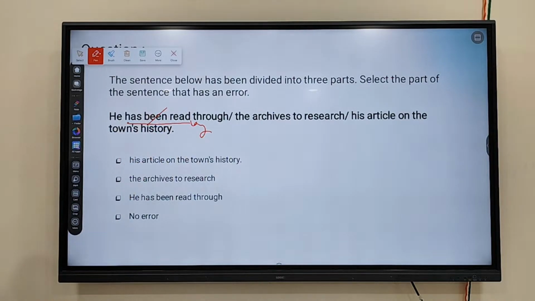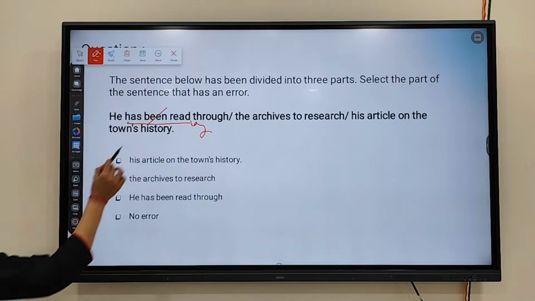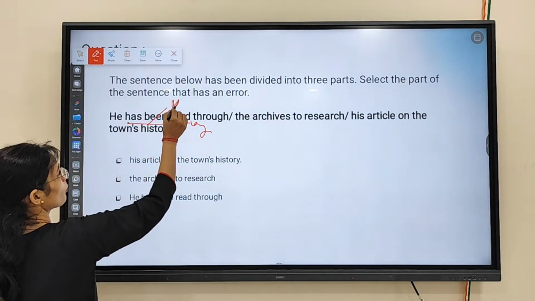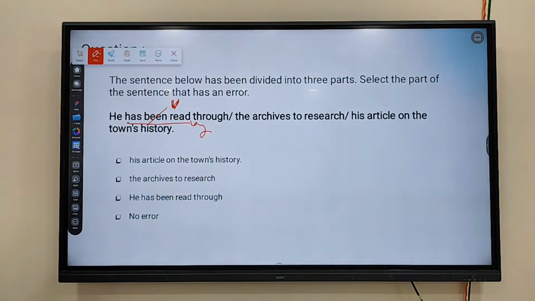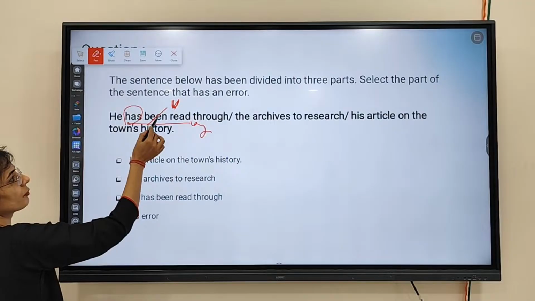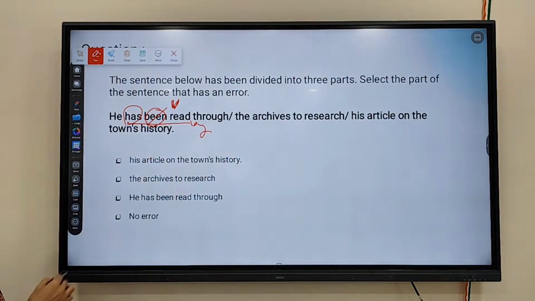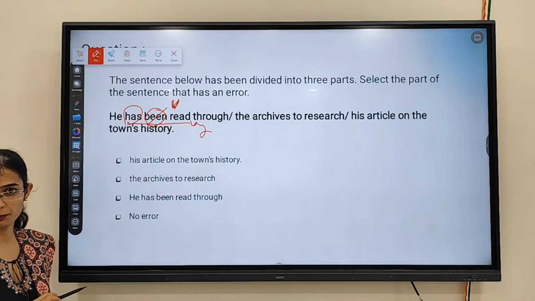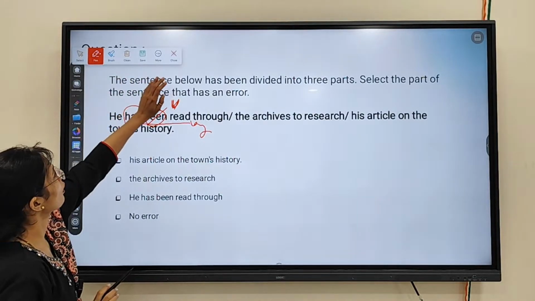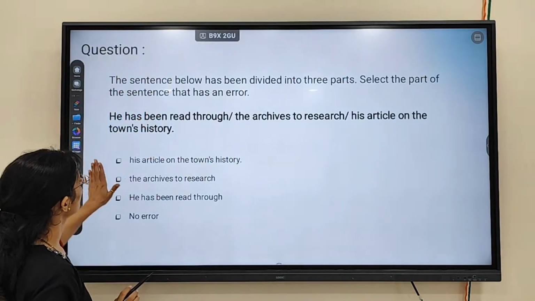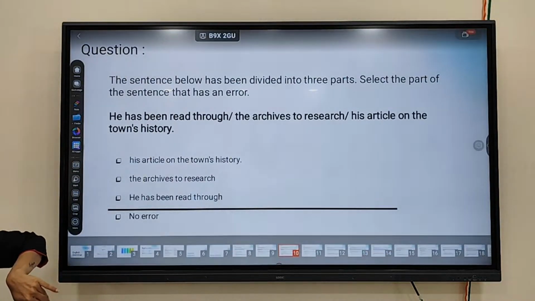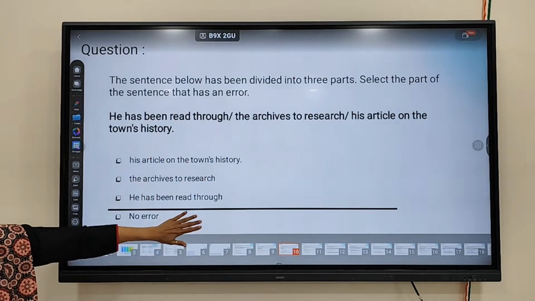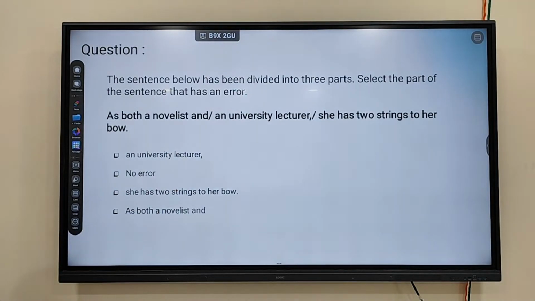But he has been read through, it's not correct, right? Because this is which form? V1 form, no? With has, been will not come. Or if both are together, then reading will come. Correct? So according to the rules that we've studied, it should either be he has been reading through or he has read through. So we know the error, we know the rectification.